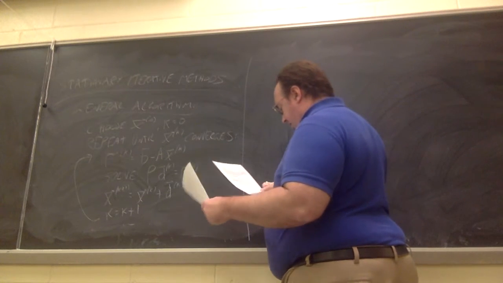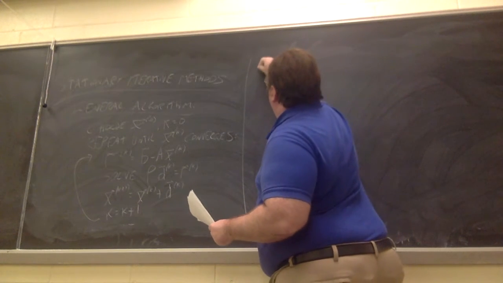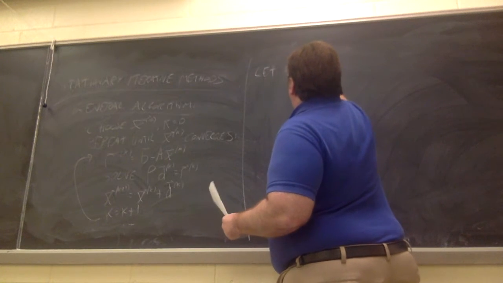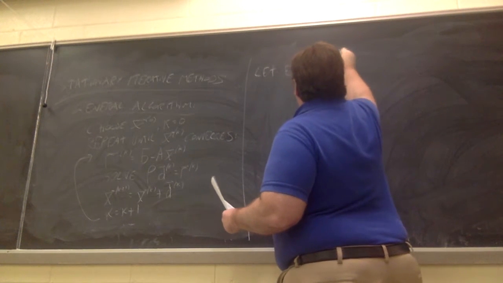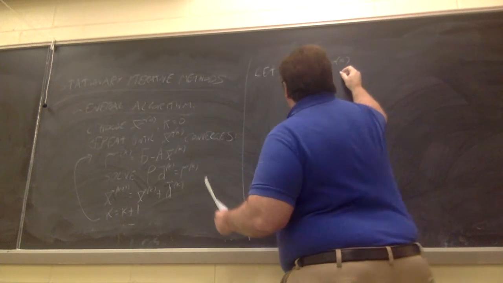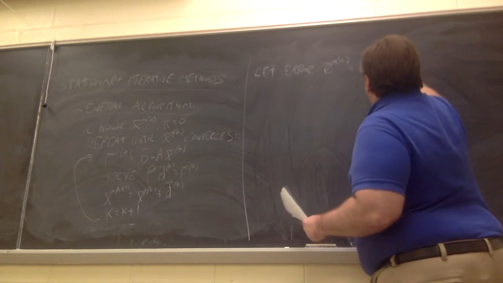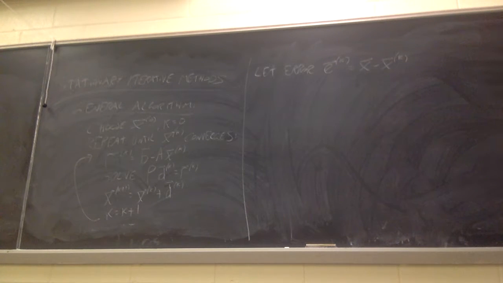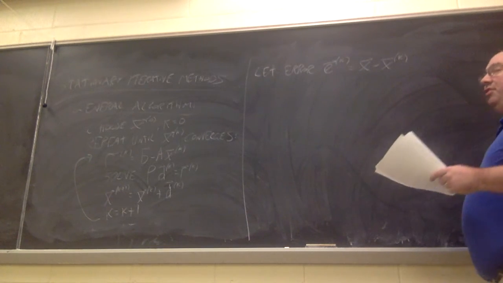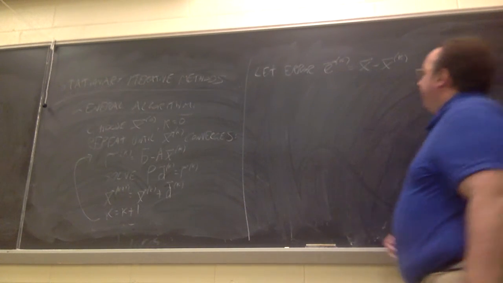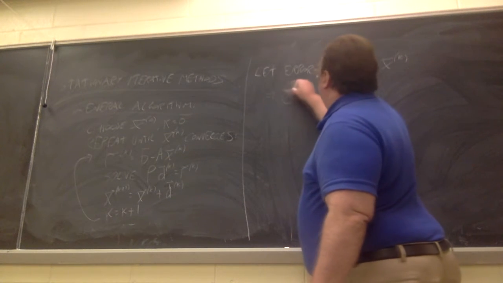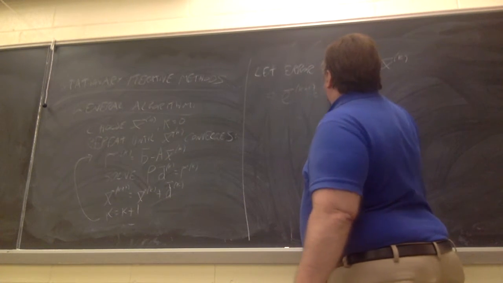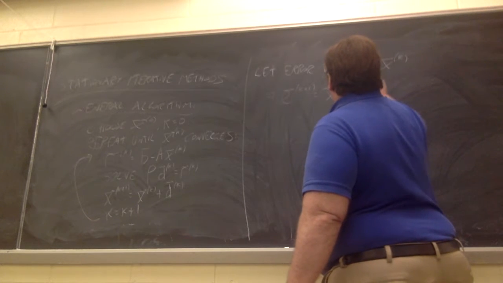Okay, so about convergence. Let the error, which I'll call ek, be equal to the exact solution x minus xk. What I'd like to do is find out what happens to the error from one iteration to the next. In other words, how does ek plus 1 relate to ek? So ek plus 1 is x minus xk plus 1.